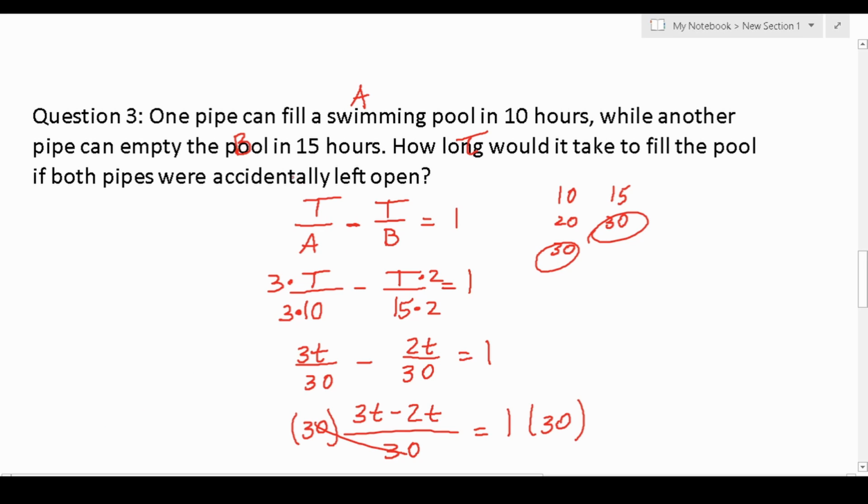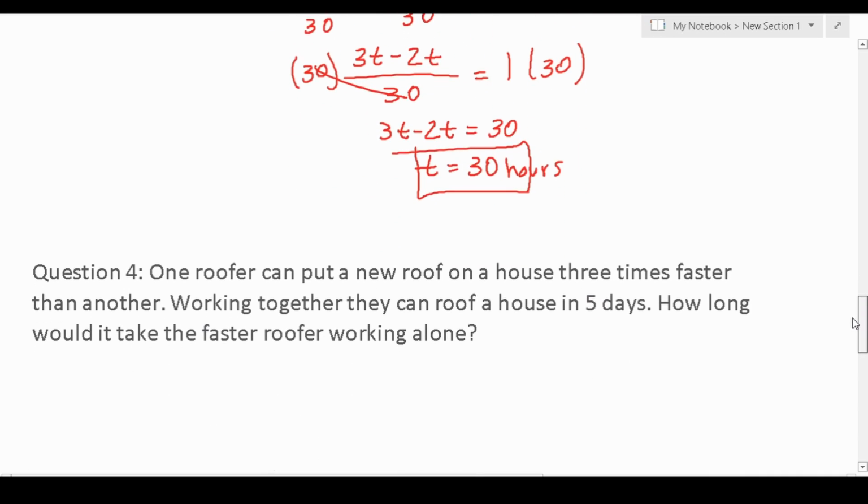Again, we wrote down the generic formula. We adjusted it. In this case, we went from addition to subtraction since one pump was emptying the pool while another pump was filling it up. We solved for the variable t. And that was it. So pretty straightforward in this case.